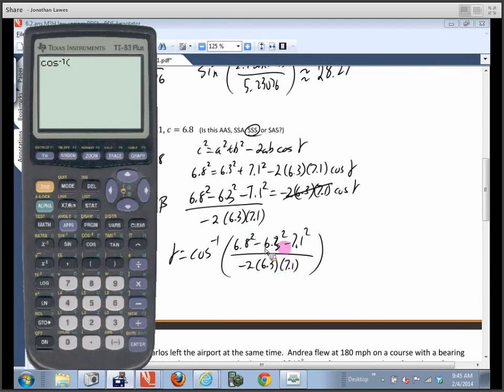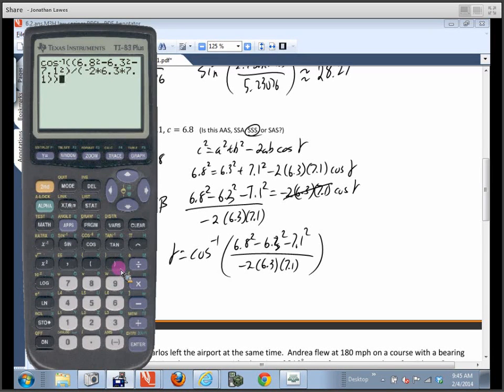Okay, this numerator has 3 different terms in it, so I'm going to do parentheses, 6.8 squared minus 6.3 squared minus 7.1 squared. Close the parentheses, that'll close the top, then divide, and then we put the denominator in parentheses. So -2 parentheses, or we can just do times, 6.3 times 7.1. Close the parentheses for the bottom, close them again.